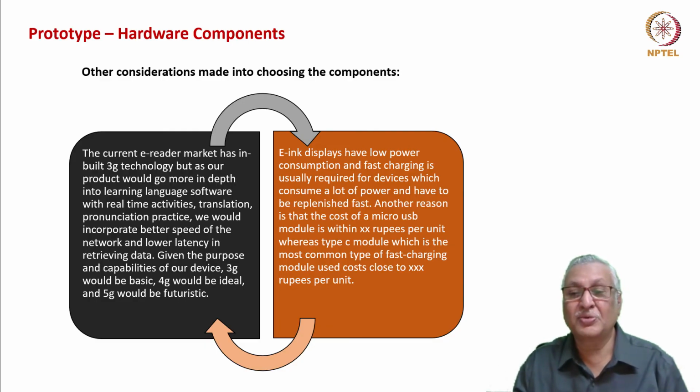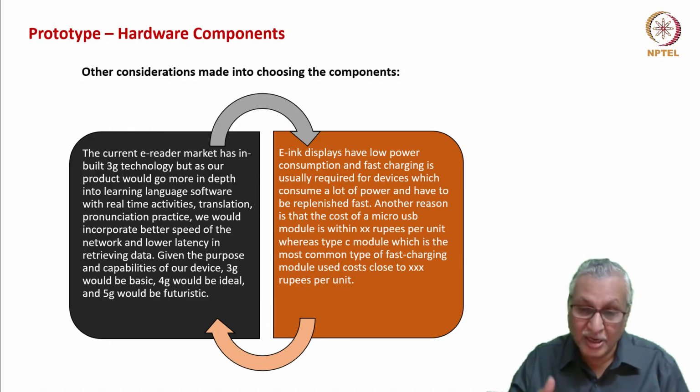Similarly, e-ink displays have low power consumption and fast charging is usually required for devices which consume a lot of power and have to be replenished fast. Another reason is that the cost of a micro USB module is within an affordable rupee per unit price, whereas a Type-C module, which is the most common type of fast charging module used, costs close to a little more premium per unit.